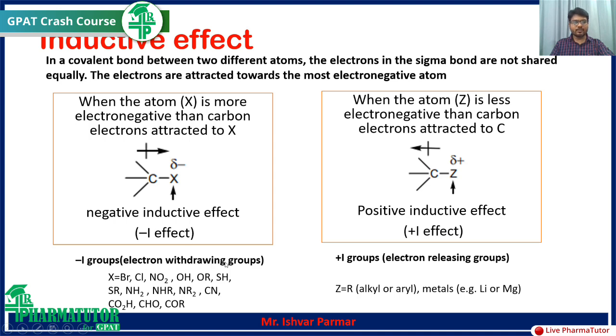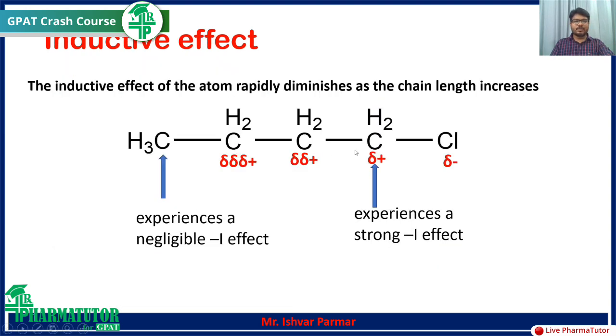Electron withdrawing groups possess the negative inductive effect, which are bromine, chlorine, nitro, hydroxy, then OR, then thiol groups. These different groups possess the negative inductive effect. The positive inductive effect is possessed by electron releasing groups: alkyl, aryl, or any metals. Here is one example. Here is a chlorobutane.